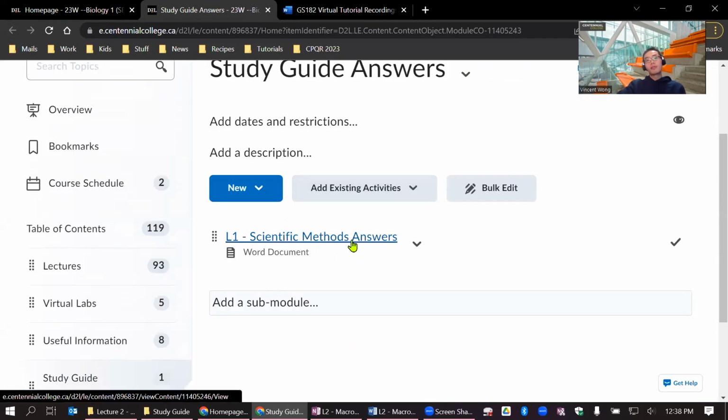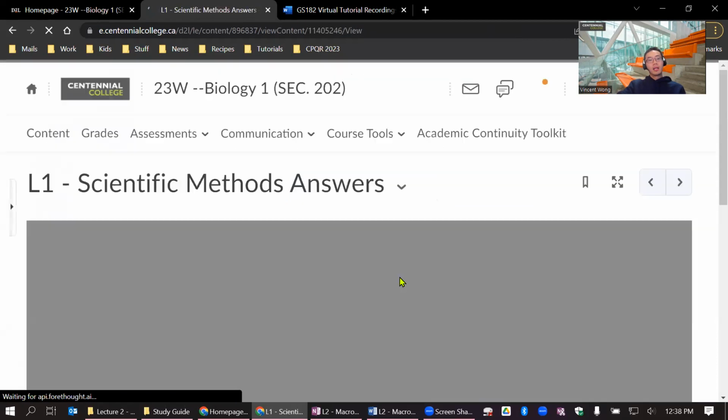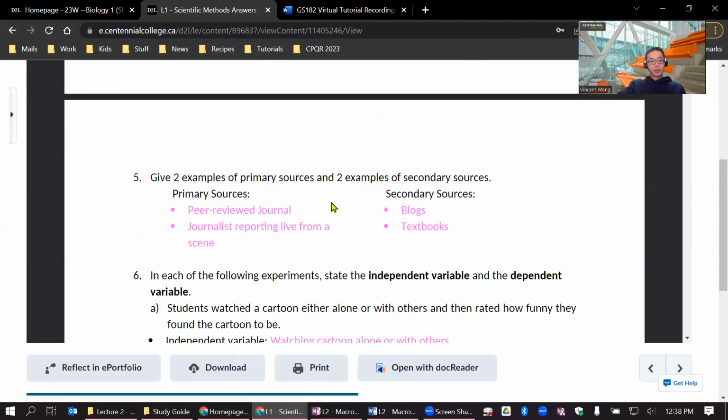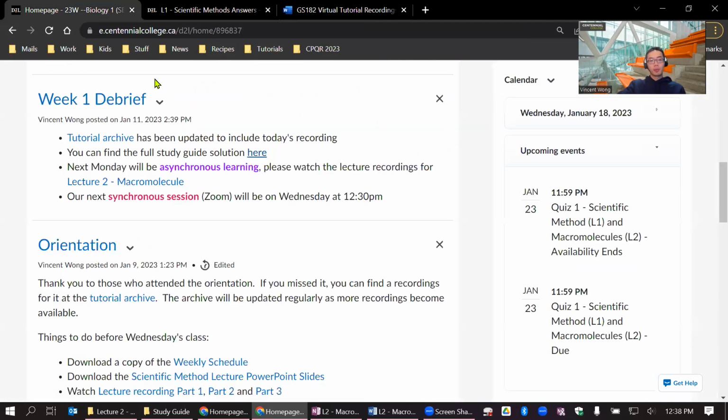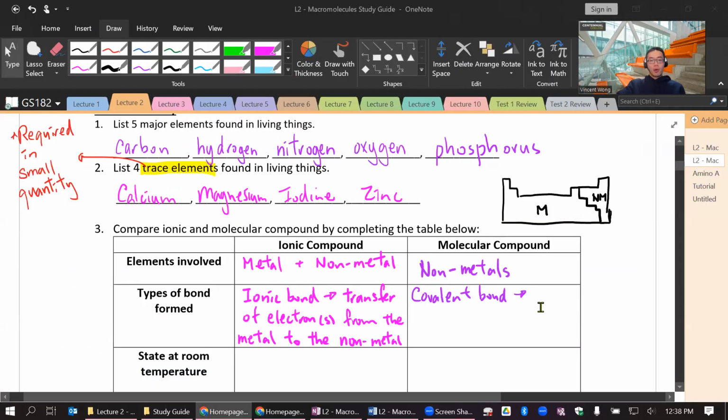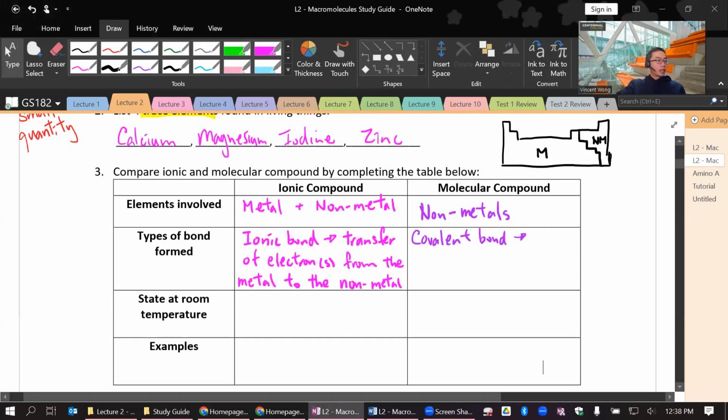So far I've only posted the first study guide, because that's all we've done. But after today's session, I will post the answer for lecture 2. It's not a PDF, but a Word document with all the answers. You probably want to bookmark those two places because I'm going to keep adding things as we go on. All right, so moving on.